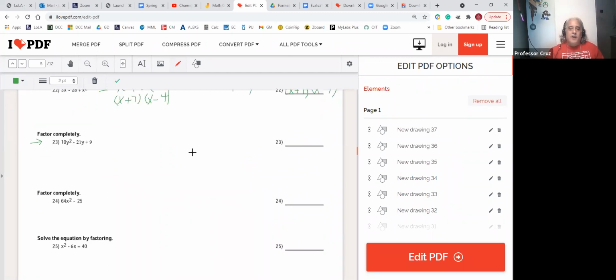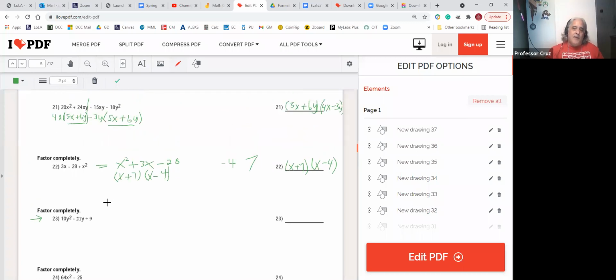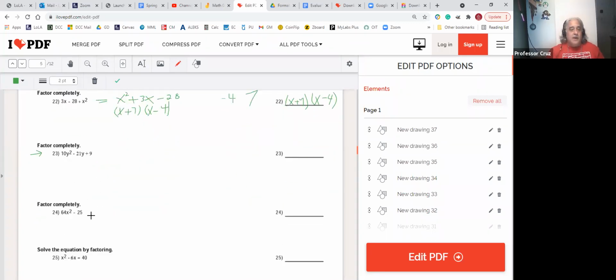All right, now this is one of those that you use the AC method, and then we got to factor by grouping, or at least that's the way I do it. There are plenty of other different ways. Usually they'll fall in the category of trial and error, which I just happen to hate.